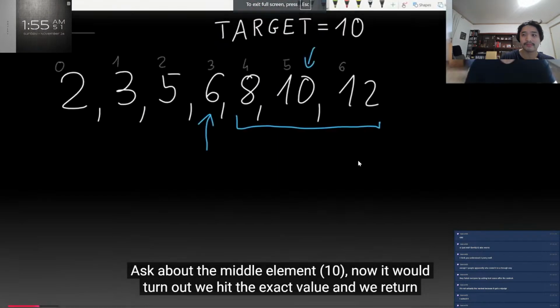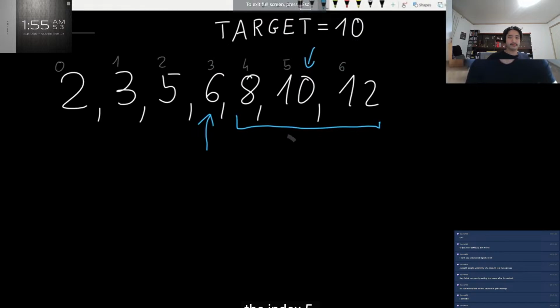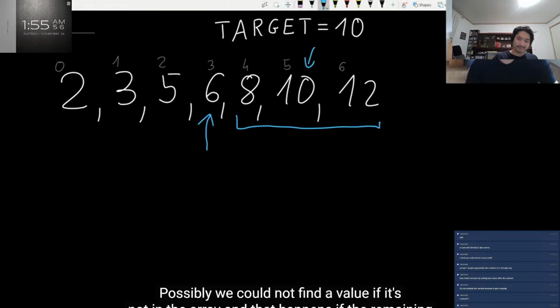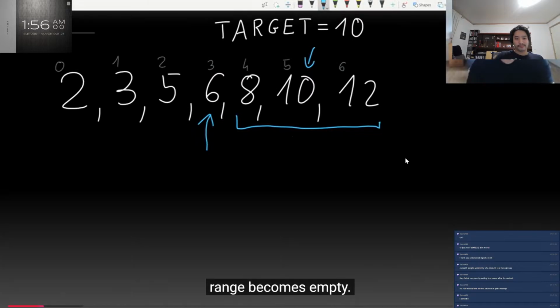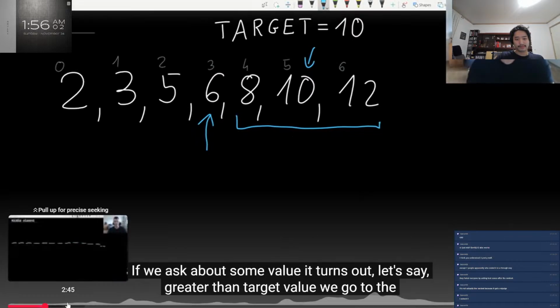Now it would turn out we hit the exact value and we return the index 5. Possibly we could not find the value if it's not in the array, and that happens if the remaining range becomes empty. If we ask about some value, it turns out, let's say, greater than target value, we do.